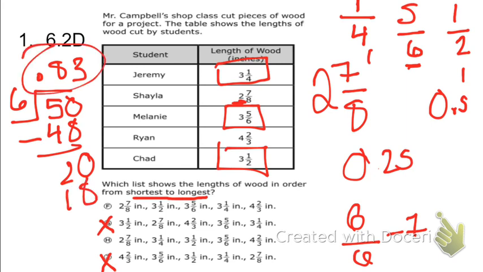It's about 0.83. So basically, we know that 3 and 1/4 is 3.25. We know that 3 and 5/6 is 3.83. And we know that 3 and 1/2 is 3.5. So the smallest one has to be 3.25, because this has a 2 in the tenths place, this has an 8 in the tenths place, and this has a 5 in the tenths place. So the smallest number in the tenths place is 3 and 1/4.